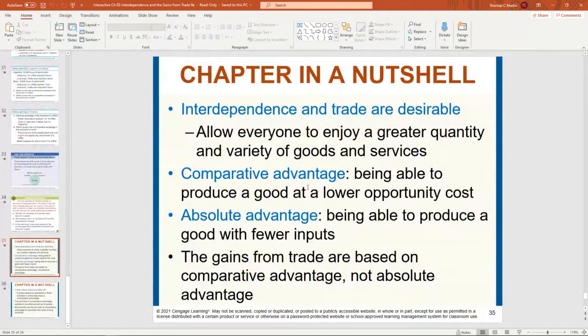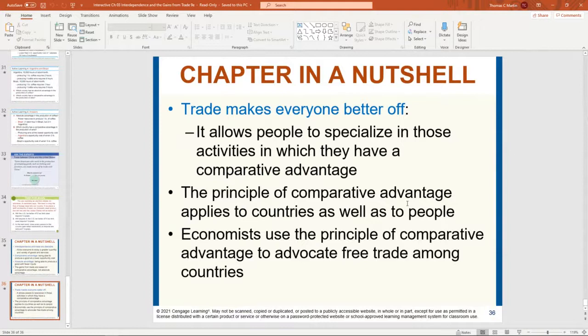This chapter in a nutshell: independence and trade are desirable. We talk about comparative advantage, absolute advantage, and how they do make us better off. We will look at tariffs, we'll look at quotas, and the reasoning behind tariffs and quotas, and the impact it has on the consumer and on the marketplace. A lot of that is on the macro side, but we will look at it in the micro as well. Any questions about comparative and absolute advantage?